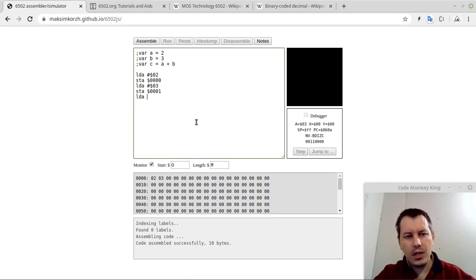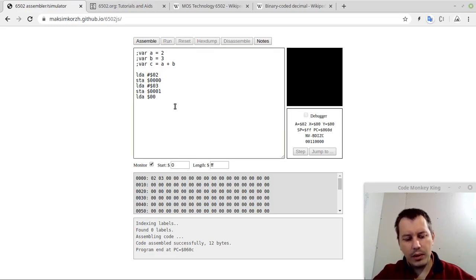If I say LDA, and now I'm not specifying the immediate value, but instead I'm specifying the memory address to load from. In this case, we have 00, which means that the value at 00 is going to be uploaded to this A register. So if we assemble and run, then after all the steps have been completed, we have 2 in the register A. So I hope this is clear.